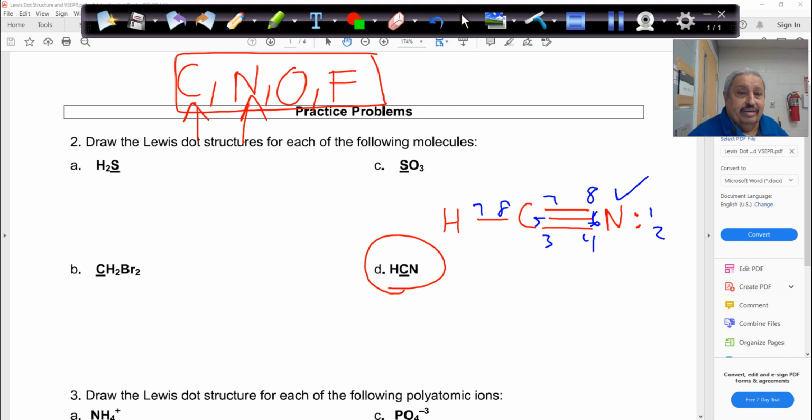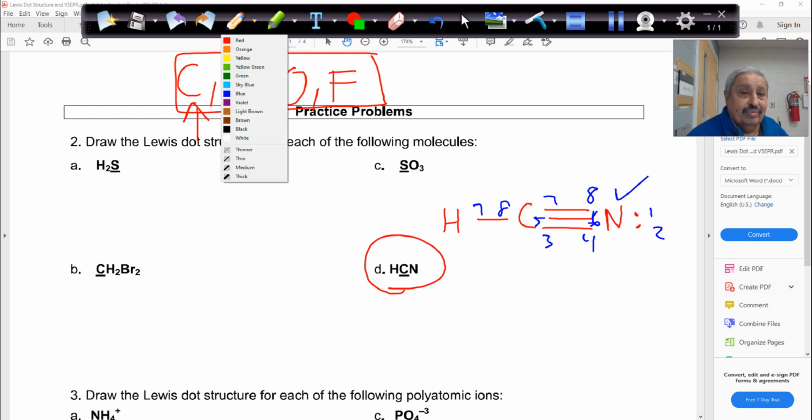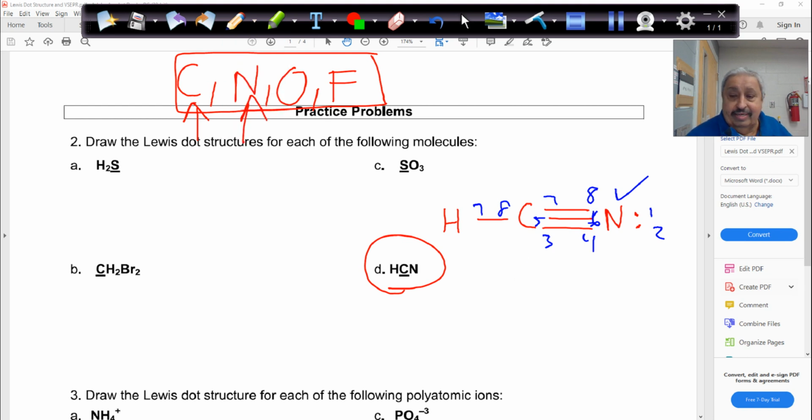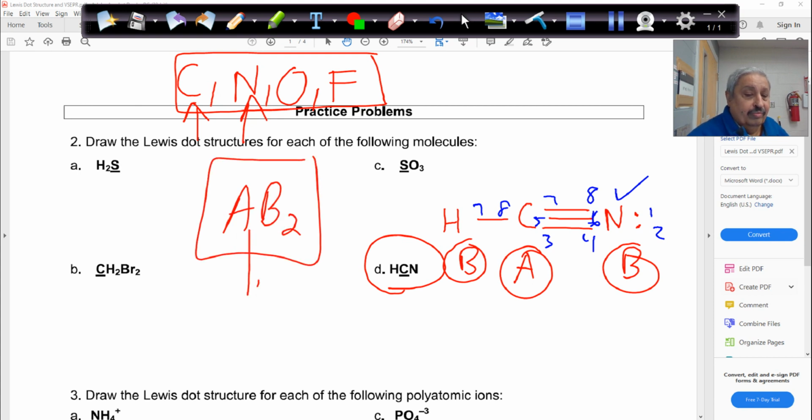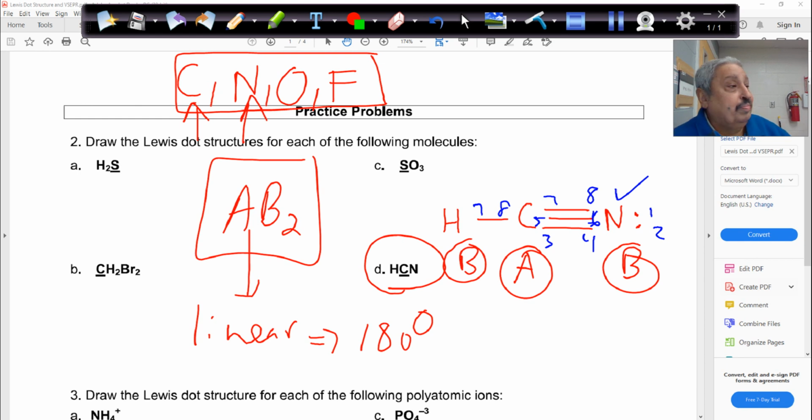So this one here, then I have A, B2. What will be the shape? Linear, and the angle is 180 degrees. Now, is it polar or non-polar? Well, this one here, there is no lone pair. I say, okay, polar, non-polar.